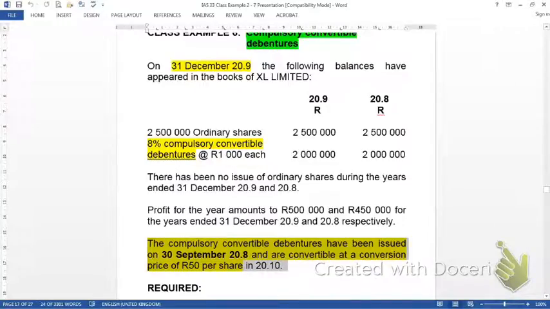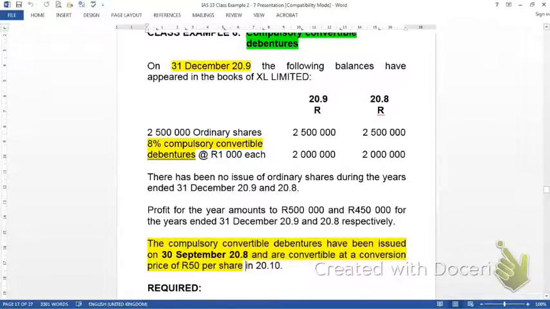The compulsory convertible debentures have been issued on 30th of September 20.8. What does that mean? The previous year, somewhere in the middle of that year. So we have to go and pro-rata that portion. And they are convertible at a conversion rate of 50 rands per share. So we are going to convert them into shares worth 50 rands each. So we have to divide the 50 rands into the 2 million rands in issue. And that will give us the number of shares.